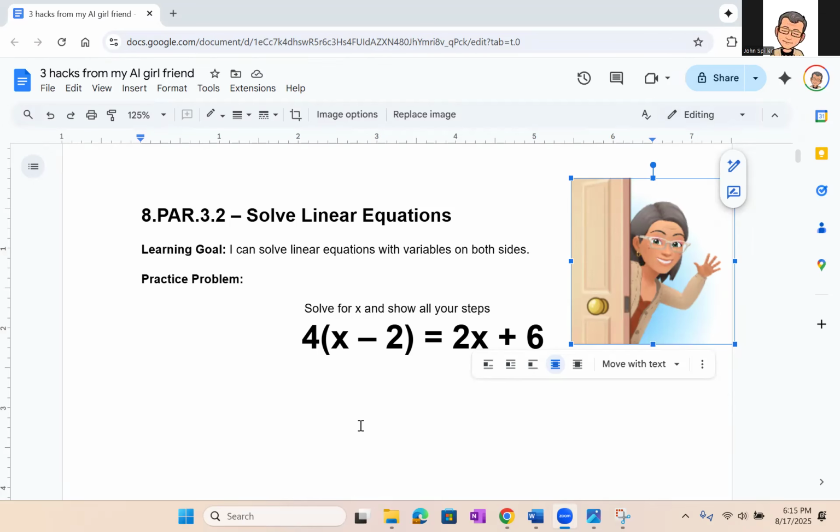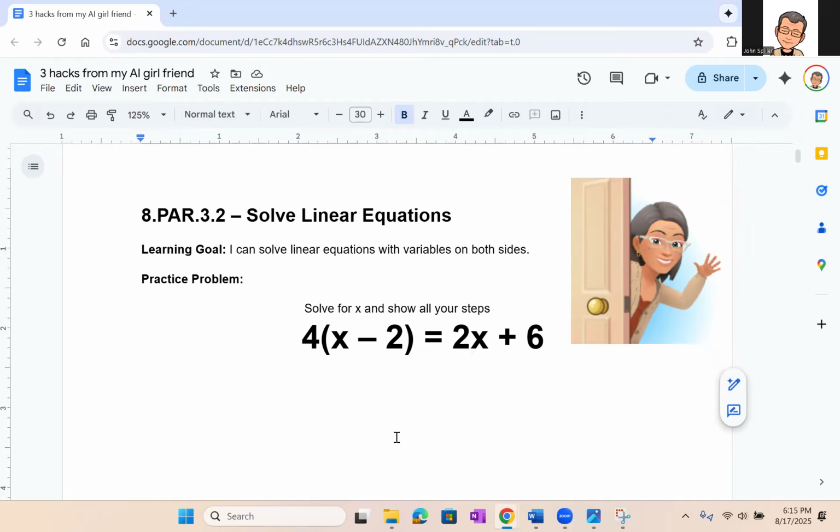Welcome. Today we're going to talk about three math hacks from my AI girlfriend. Isn't that fun? She said, "Hey, this is something you could probably do." So let's look at this first one. We're going to solve linear equations. Well, here's the math hack. Y'all ready?